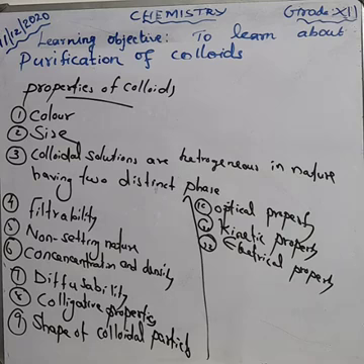Anyhow, the first one is color. All of you know that the color of the sol is not always the same as the color of the substance in bulk. The example is diluted milk: bluish in reflected light, and reddish in transmitted light. So the color of the sol generally depends upon the following factors.